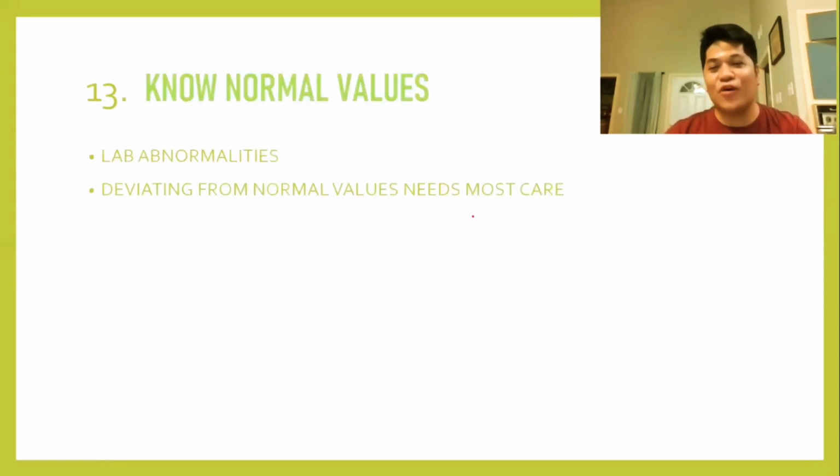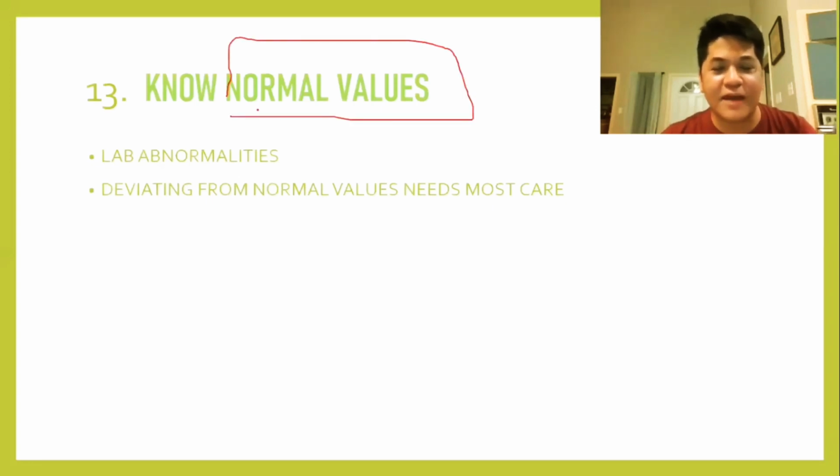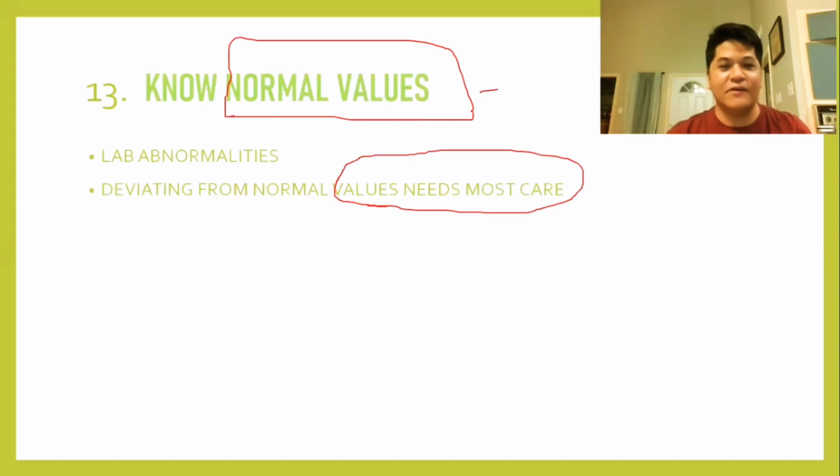Then know your normal values, so your laboratory abnormalities. Know the normal if they deviate. Those values would lead to complications that will lead to a client who would have unusual symptoms, and therefore check on that too, because that could also be the answer. Deviating from normal values needs the most care. So you can check my video for normal values of laboratory tests, as well as the indications if they increase or decrease. Check on that.